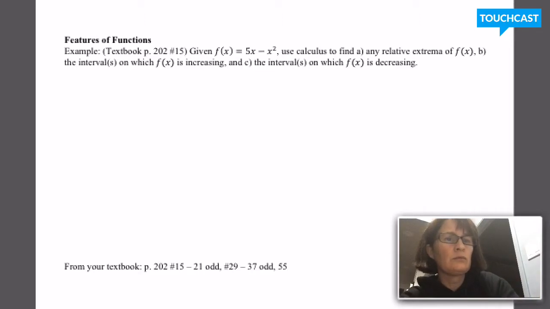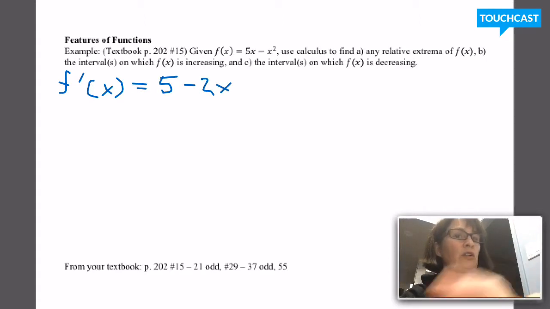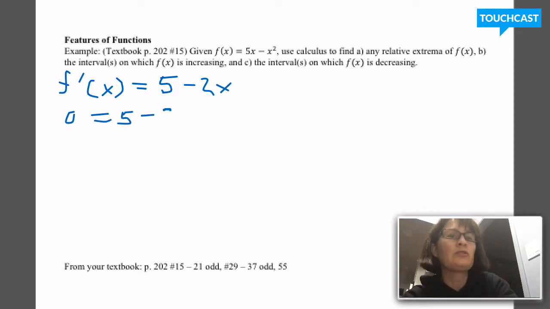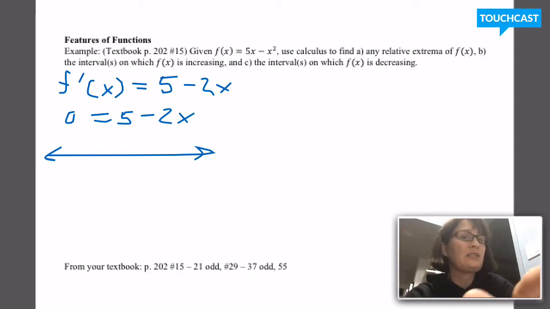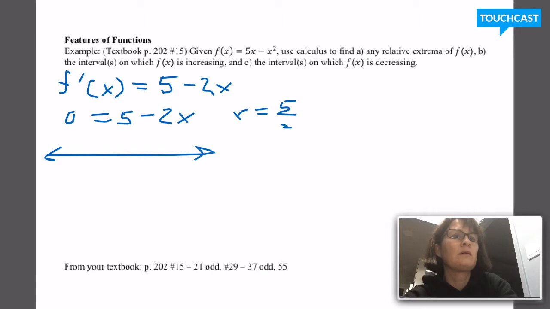So, I'm going to start by finding f prime of x, which is going to be 5 minus 2x. Critical points are any place where f prime equals 0, so 0 is 5 minus 2x. And I'm going to start with my number line here. So 0 equals 5 minus 2x when x equals 5 halves. It's the only critical point, and notice I've been given no endpoints.